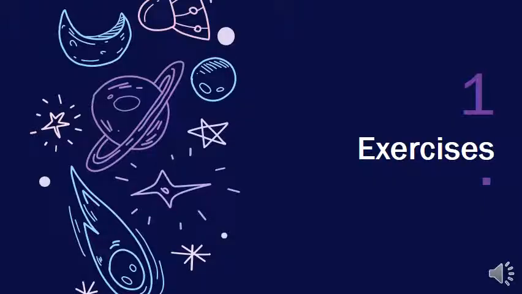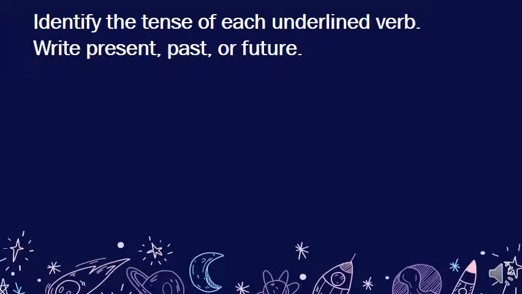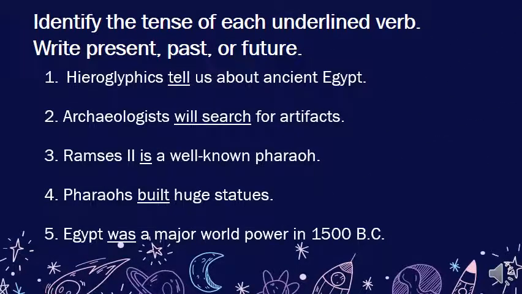So let's look at the exercise. Identify the tense of each underlined verb and write present, past, or future. So these are the sentences. Hieroglyphics is the writing of the ancient Egyptians, the symbols they used to use. Hieroglyphics tell us about ancient Egypt.